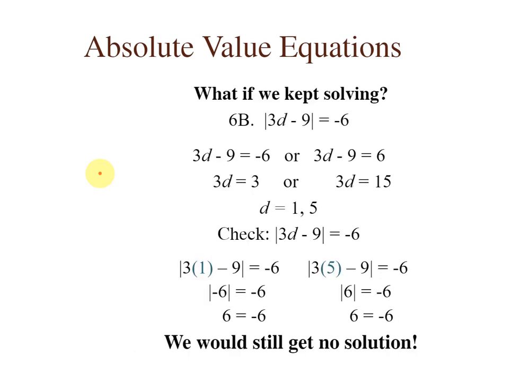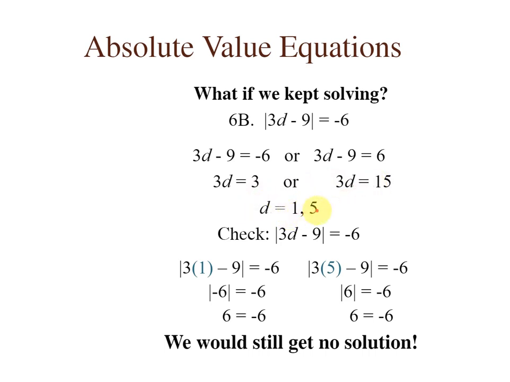Now, what if we had done this? What if I had gone ahead, the absolute value is by itself, and I rewrite it as two separate equations: 3d minus 9 equals negative 6, notice how it looks exactly like the original, and then 3d minus 9 is equal to positive 6, because I've multiplied that by negative 1. Now when I add 9 to both sides, I end up with 3d equals 3 and 3d equals 15, and it appears like my answers are 1 and 5.